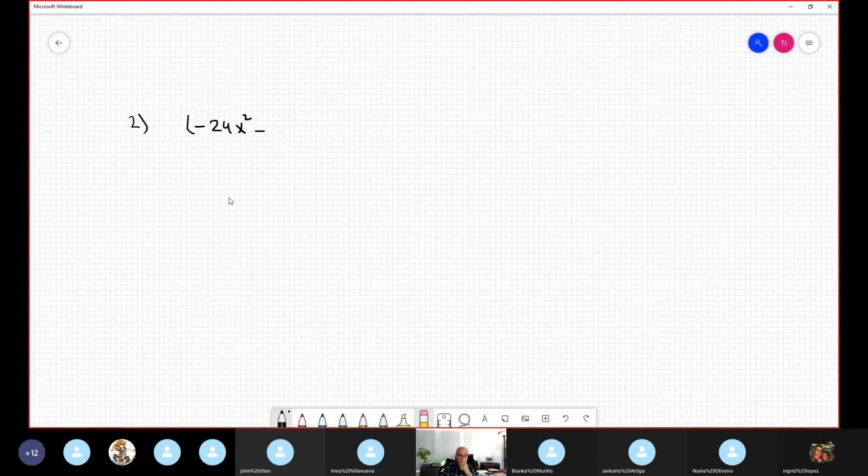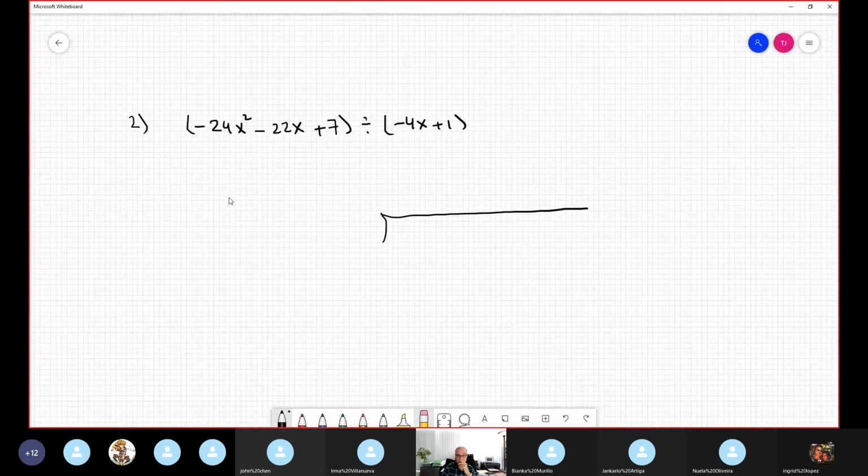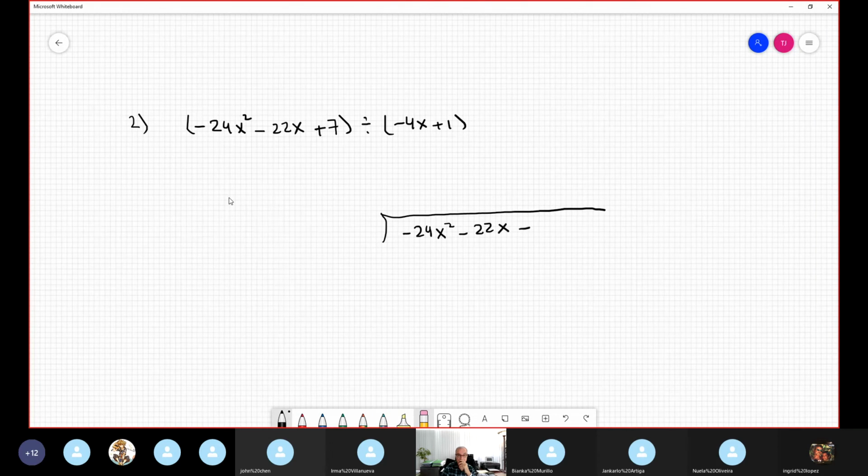X squared minus 22x plus 7, division minus 4x plus 1. So you organize using the long division format. It's minus 24x squared minus 22x plus 7 divided by negative 4x plus 1. Okay.